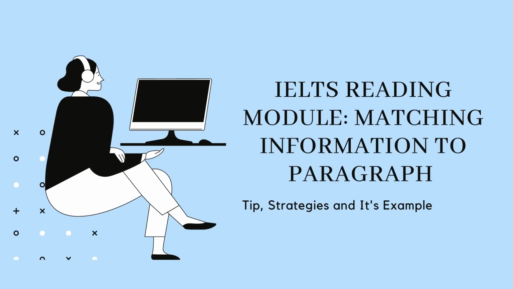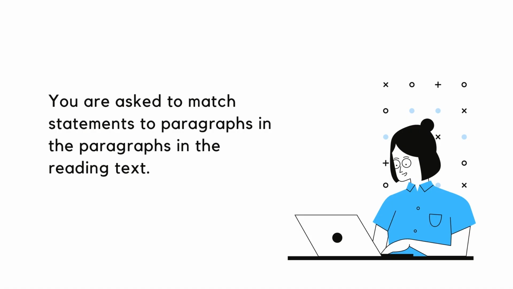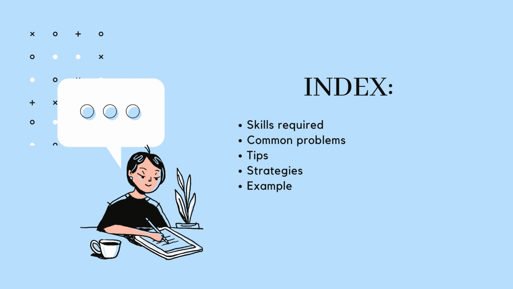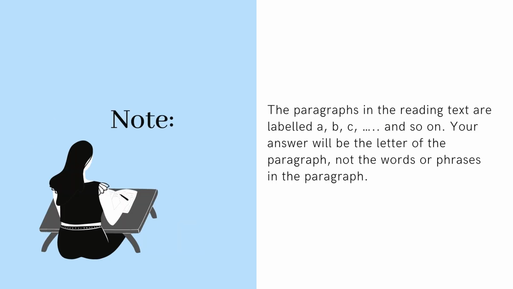In today's IELTS reading module, we will be focusing on the matching information to the paragraph question type. In this question, you will be asked to match the information that is given in sentence form with the paragraphs. In this video, we will be focusing on the skills that are required to solve this question type, the common problems that are faced while solving it, and the tips and strategies, with an example we will be solving. Make a note that the paragraphs in the reading text are labeled A, B, C and so on. Your answer will be the letter of the paragraph and not the words or phrases that are given in the question.